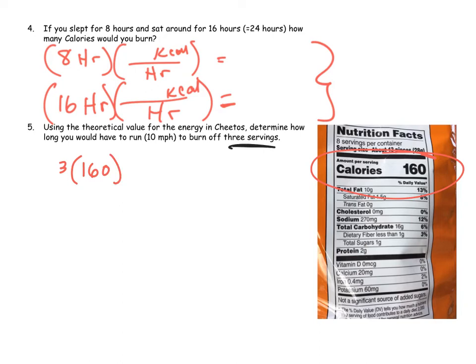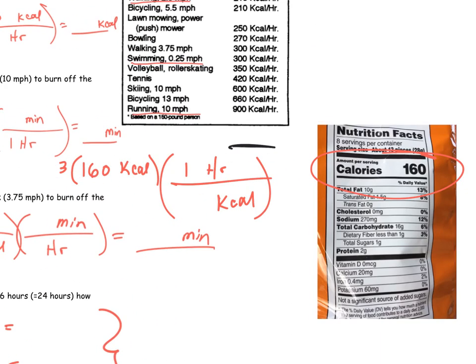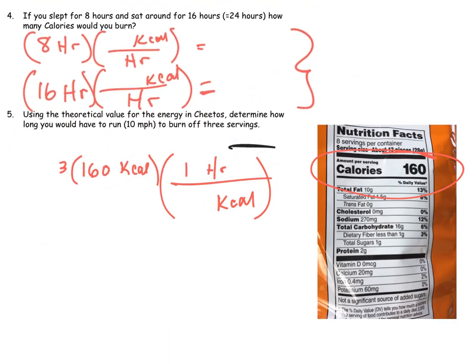And then, let's include some units here so we know what we're doing. Kilocalories. And then we're going to have to multiply that by the number of kilocalories per hour for running 10 miles an hour. So running 10 miles an hour is 900 kilocalories per hour.